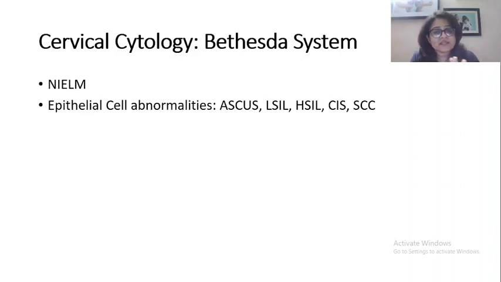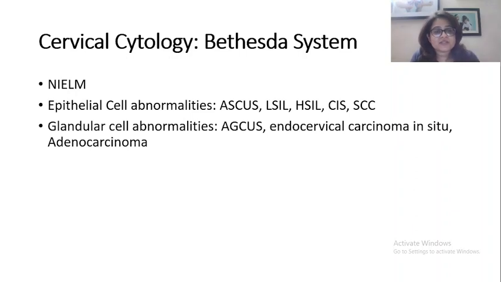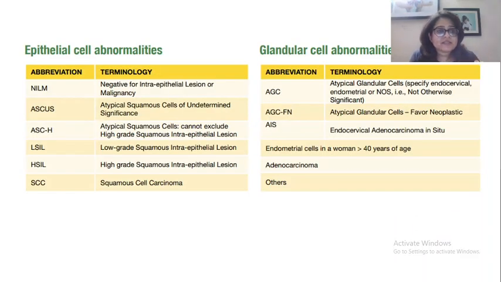You can have epithelial cell abnormalities and you can have glandular cell abnormalities. So what are the epithelial cell abnormalities? As I said, negative is a normal finding. ASCUS means atypical squamous cells of undetermined significance, and this is usually a mild abnormality. It doesn't have much significance. ASC-H is important. ASC-H is atypical squamous cells, cannot exclude high grade squamous intraepithelial lesion. So this is an important finding. LSIL is low grade, HSIL is high grade, or you can actually find squamous cell carcinoma on a pap smear itself. So these are the epithelial cell abnormalities.